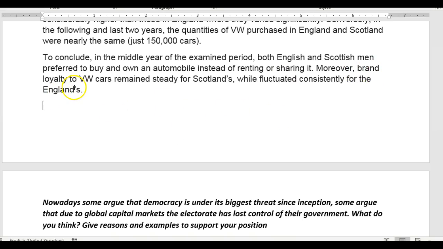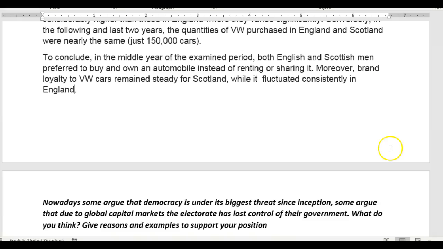Moreover, brand loyalty to VW cars remained steady for Scotland, while it fluctuated consistently in England.